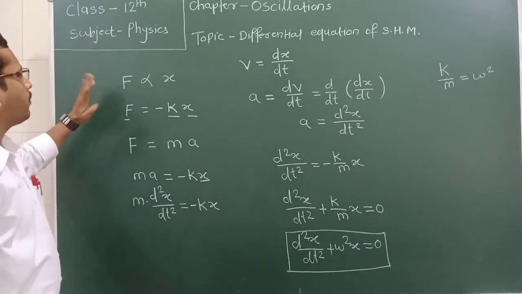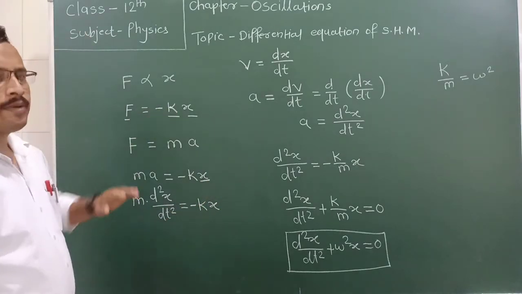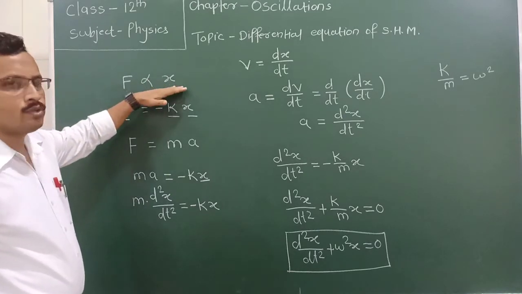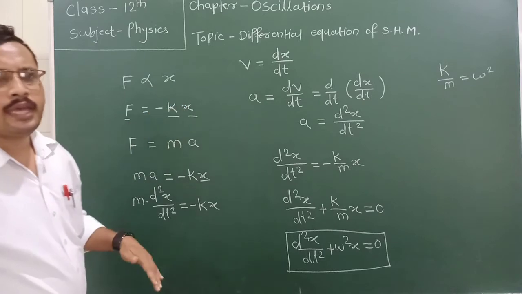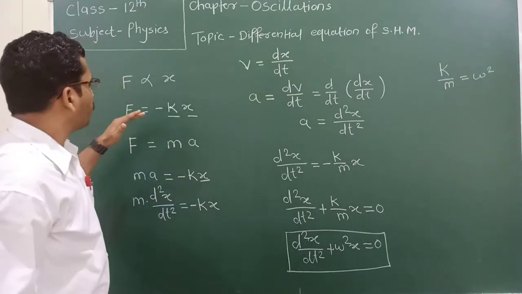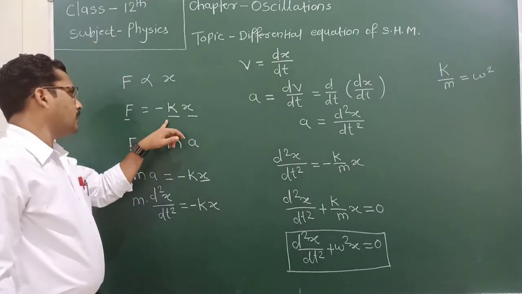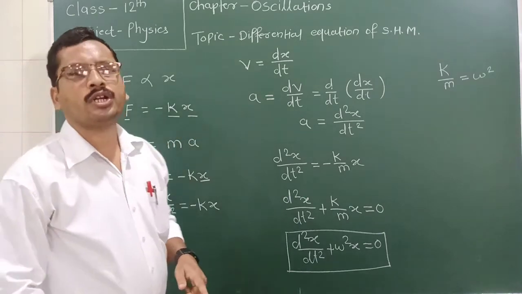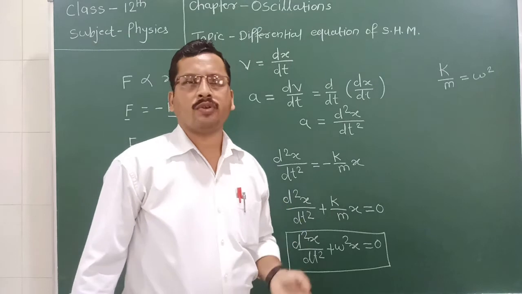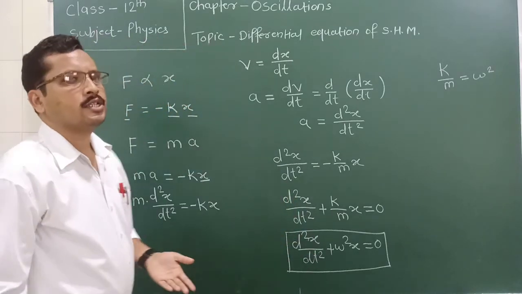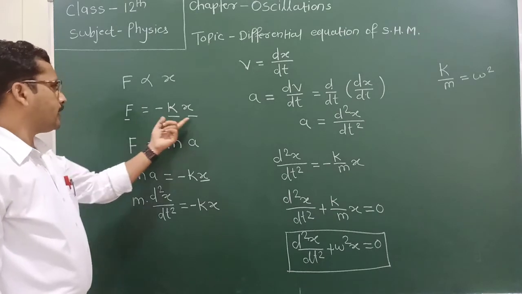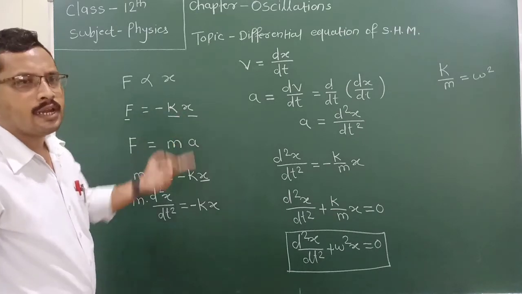We are starting from the definition of the simple harmonic motion. It says that the force is directly proportional to the displacement, but they are oppositely directed. So we can write here F is equal to minus k into x. Here this k is a proportionality constant, which is called the force constant, also called the spring constant. This minus sign indicates that the force and displacement are oppositely directed.